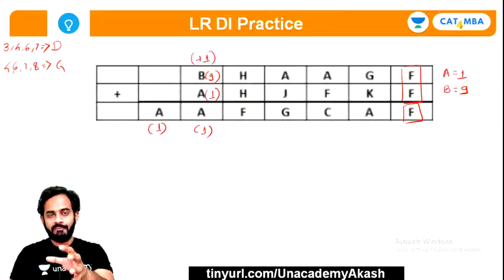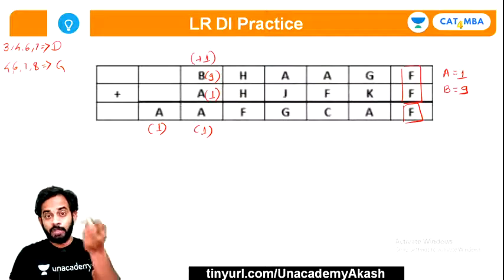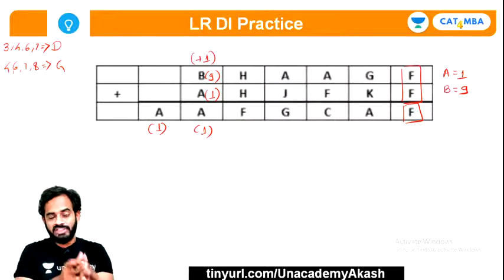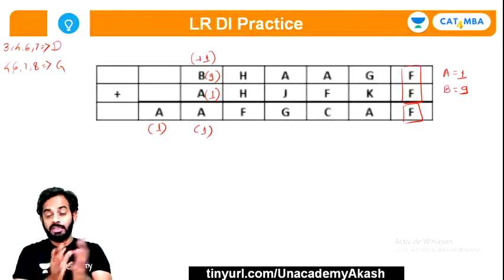F plus f, whatever the summation is, the unit place must be f itself. Now what are the different possibilities? Let's try to understand. The values 1 and 9 are obviously cancelled, because a is 1 and b is 9. Now they are already occupied. Other letters cannot occupy 1 or 9.